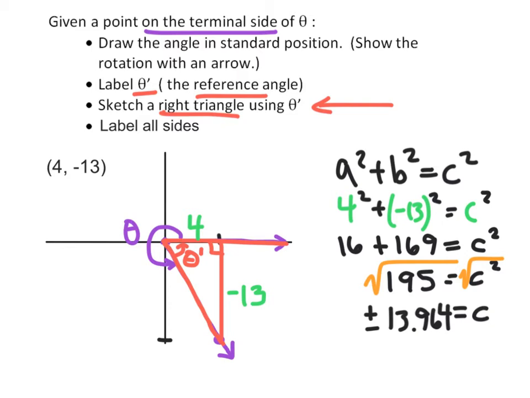Now, when we're talking about labeling our hypotenuse, we are talking about the length of the hypotenuse, which is not going to be negative. So this answer here can be 13.964. Again, this negative 13 helps us understand the position of our point, which is why we do show it as a negative. It's again kind of relating a position as well as a length. But our hypotenuse is the distance that this point is from 0, 0, which is going to be positive.